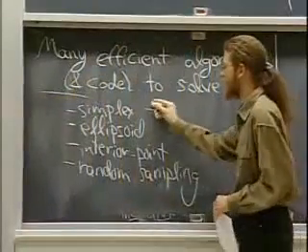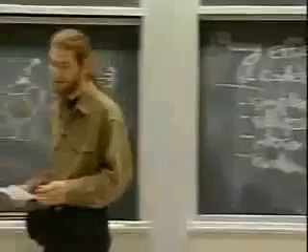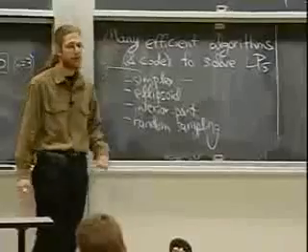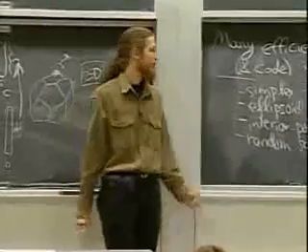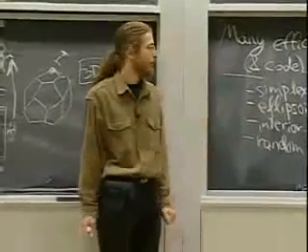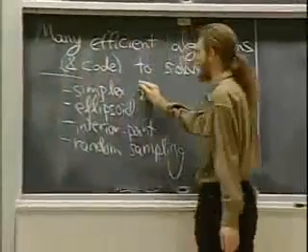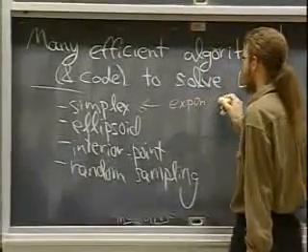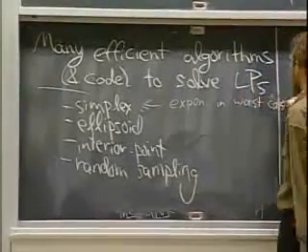Simplex algorithm, this is one of the first algorithms in the world, in some sense, certainly one of the most popular. It's still used today. Almost all linear programming code uses a simplex algorithm. It happens to run in exponential time in the worst case. So it's actually pretty bad, theoretically. But in practice, it works really well. And there's some recent work that tries to understand this, but it's still exponential in the worst case. But it's practical.